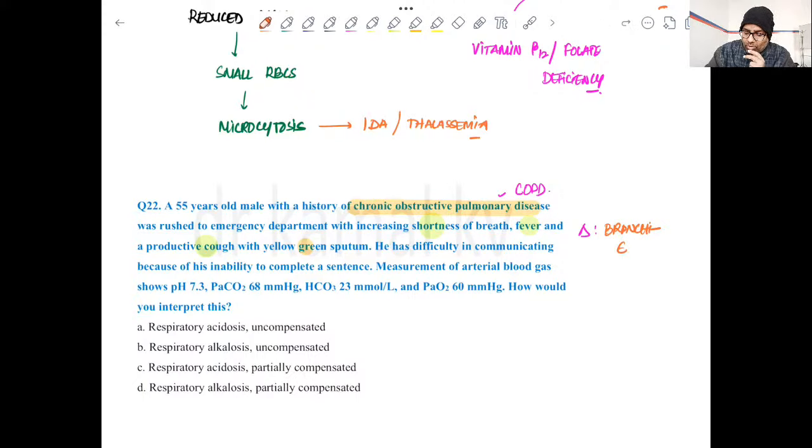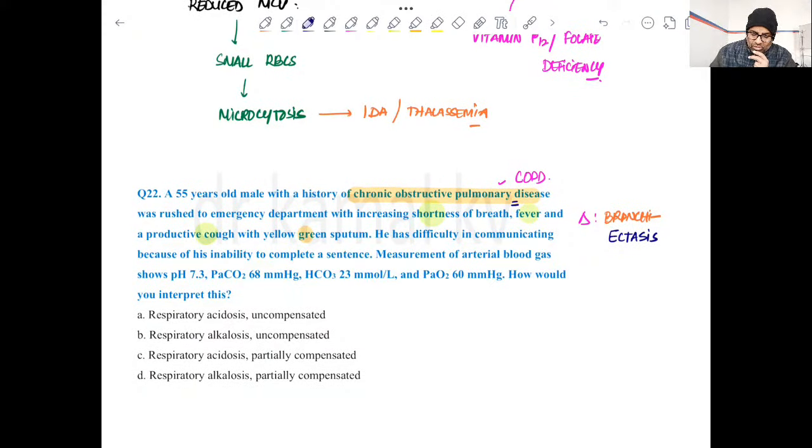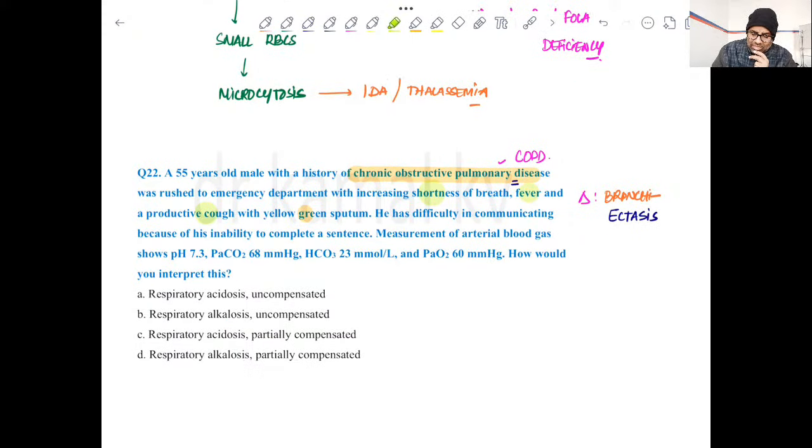Clear? So this is bronchiectasis. Yes, if there would have been no mention of COPD, then we can think of pneumonia as well, right? So this is bronchiectasis, and now what we can see in the ABG analysis, pH is 7.3, so it is acidosis. One thing. Then PCO2 is 68, so this is raised, so we will use the word respiratory.